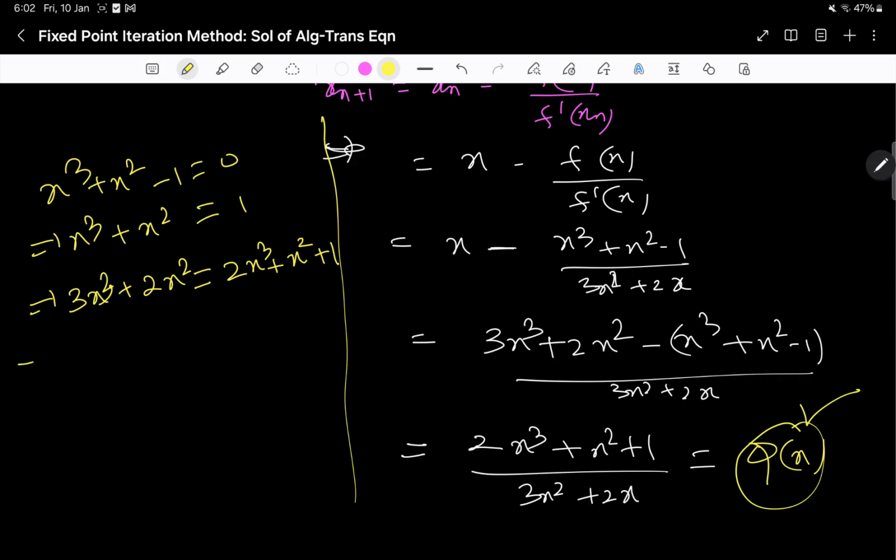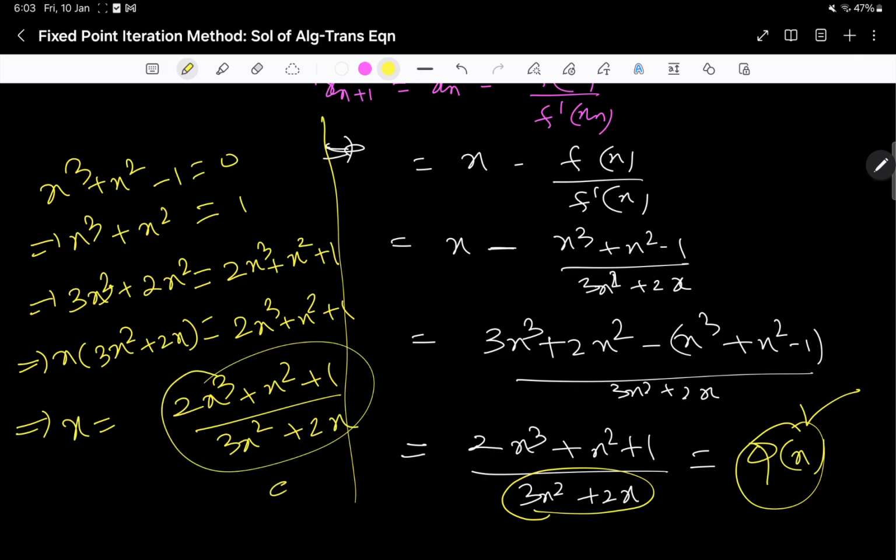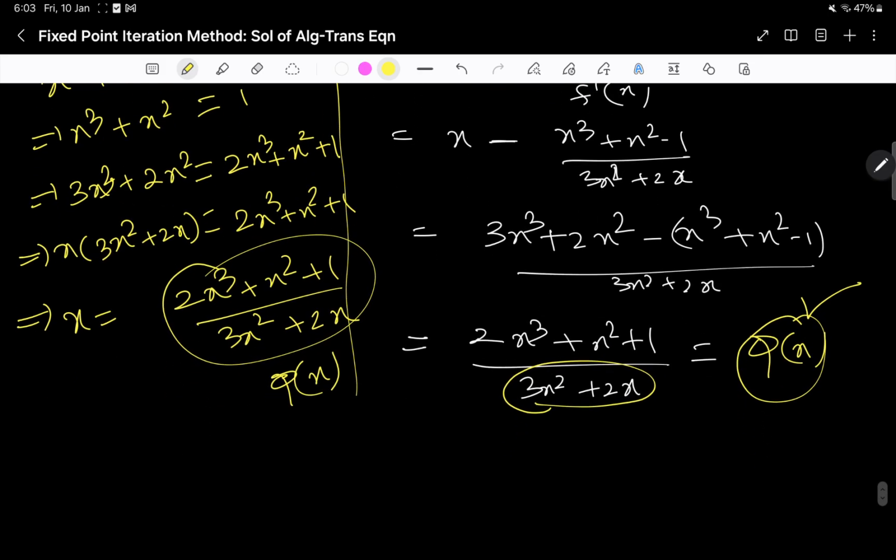So if I take x common here, because in view of this I want to keep it in the denominator, it is 3x square plus 2x times x, equal to 2x cube plus x square plus 1. So that means x is equal to 2x cube plus x square plus 1 by 3x square plus 2x. Now this is my phi of x.